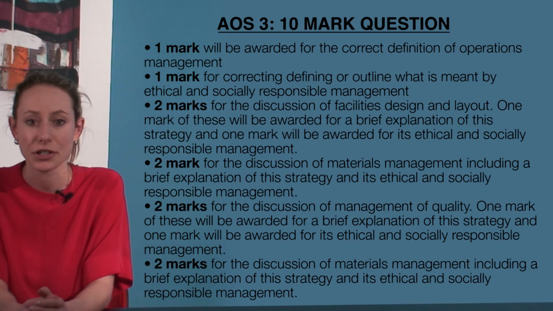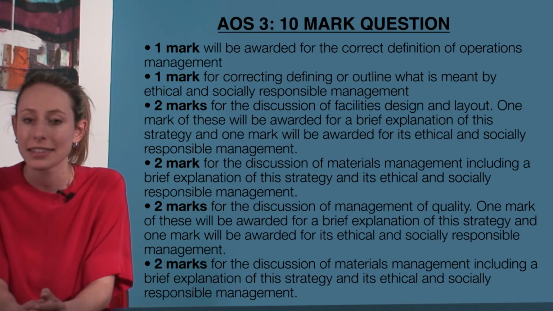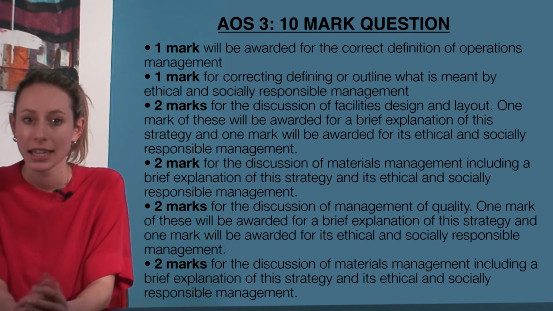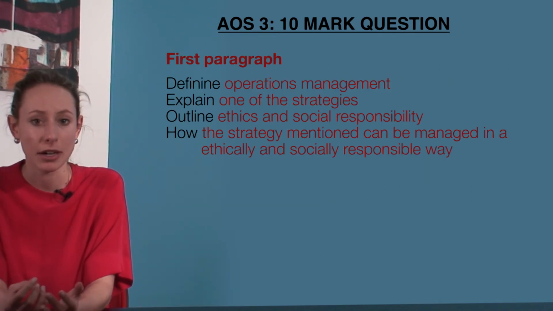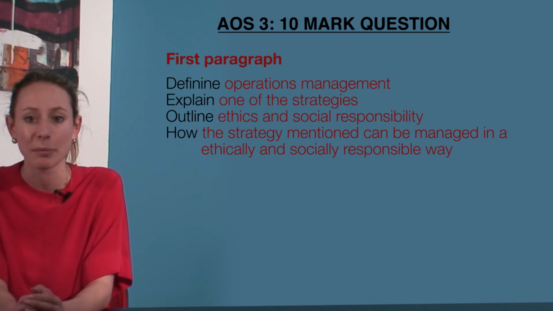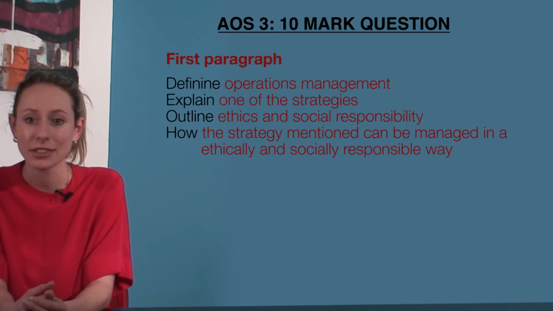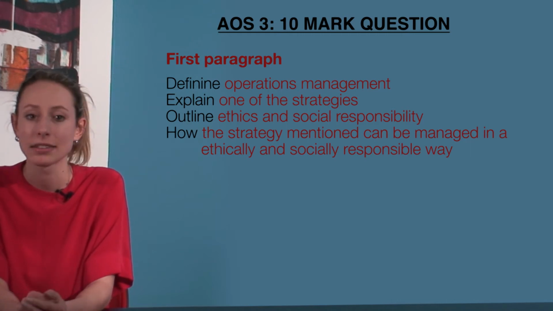2 marks for the discussion of materials management, including a brief explanation of this strategy and its ethical and socially responsible management. Answering this question could be approached in multiple different ways. An example is by having the first paragraph include defining what is meant by operations management, explaining one of the strategies, outlining ethics and social responsibility, and how the strategy mentioned can be managed in an ethically and socially responsible way. This paragraph should be awarded 4 marks.